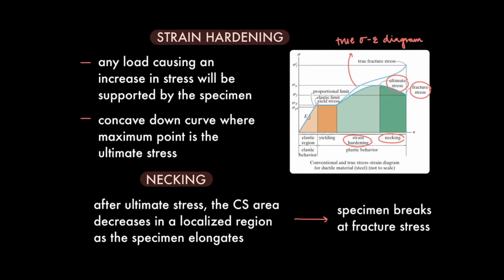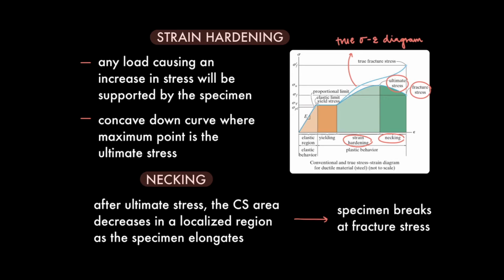Next, we have strain hardening, which is represented by the light green region. When any additional load is applied, an increase in stress causes a non-proportional increase in strain. This happens all the way up until the ultimate stress, which is the maximum point of the stress-strain diagram.